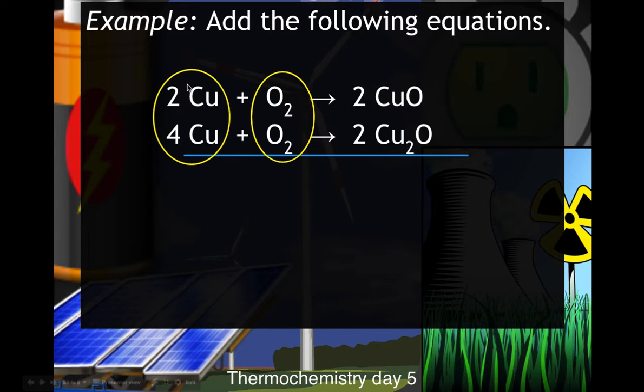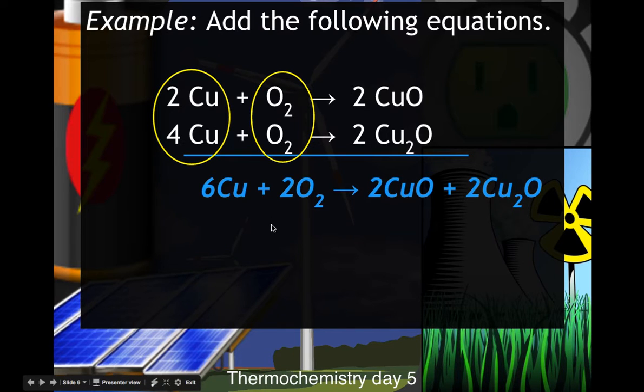Now I'm going to look at these. These are the same, so I'm going to add them together. 1 mole plus 1 mole will be 2 moles. 2 moles of copper plus 4 moles of copper is 6 moles. Now, here I've got 2 different products. I've got 2 moles of copper oxide, and then I've got 2 moles of cupric oxide, so I have to put them both down separately because I can't just add them. They're different compounds.